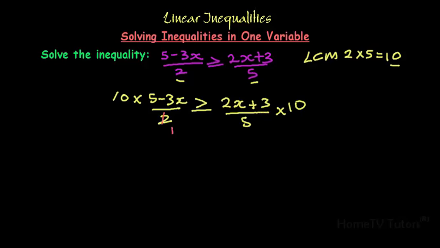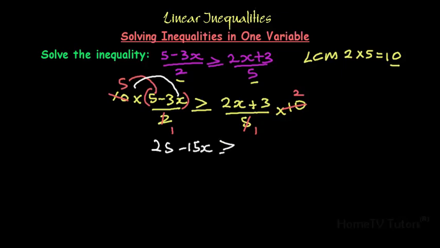2 goes in here 1, 2 in 10 is 5. Alright, then you come to the right hand side. 5 goes in here 1, 5 in 10 is 2. So now you multiply this by 5. So 5 times 5 will give us 25. Okay, 5 times minus 3x will give us minus 15x.